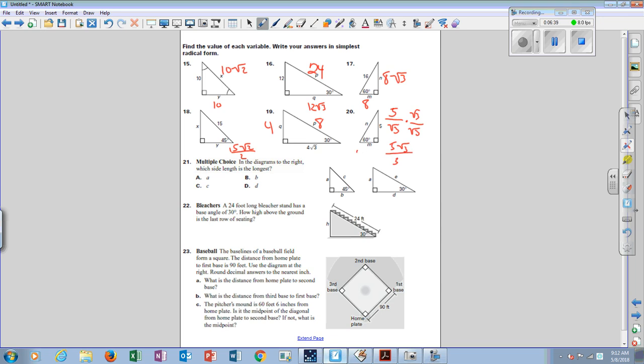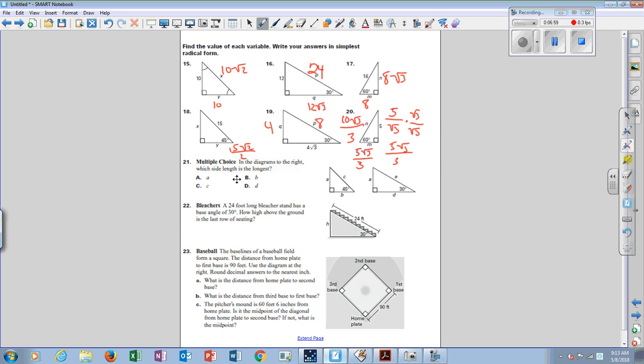For m is 5 root of 3 over 3. Then to make your hypotenuse, you have to multiply that by 2. So you just multiply that 5 by 2. It becomes 10 roots of 3 over 3.